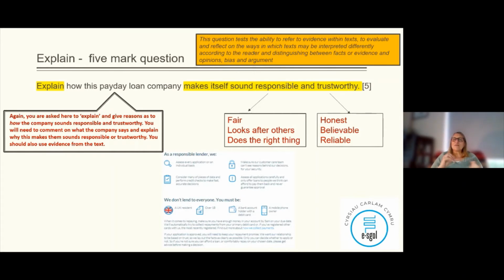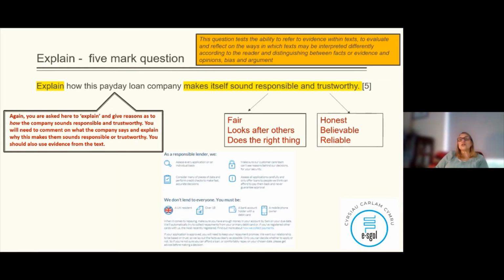So how is it fair? How does it look after others? How does it do the right thing for its customers, its lenders? And then trustworthy: how is it honest? How is it believable? How is it reliable? So you need to really understand the question. It's really important. So you'll need to make a comment on what the company says and explain why this makes them sound responsible or trustworthy. Like I said in the last slide, you need to refer back to the question. Now I'll show you an example of that in a moment.